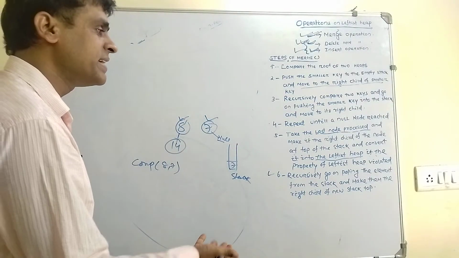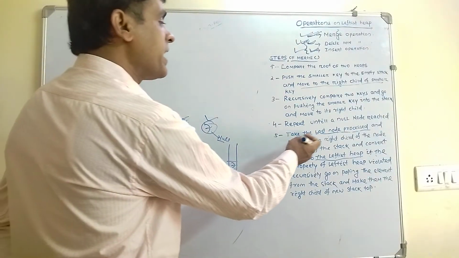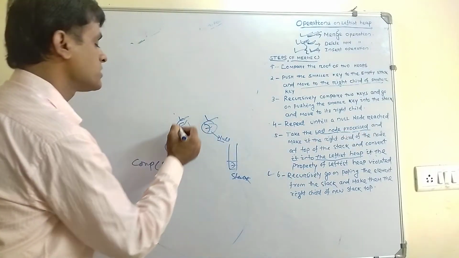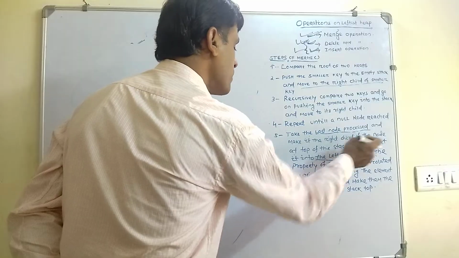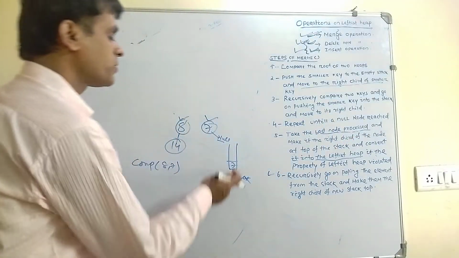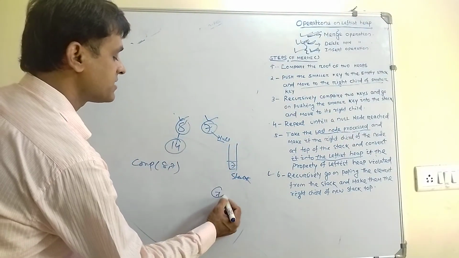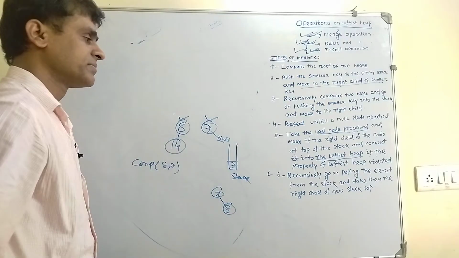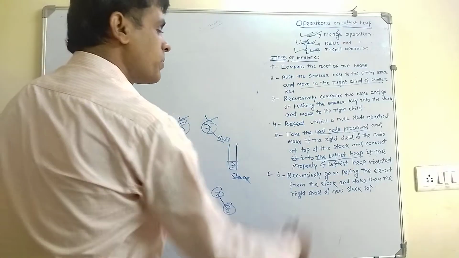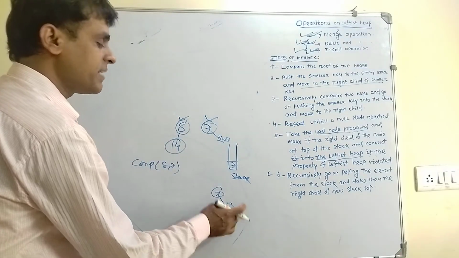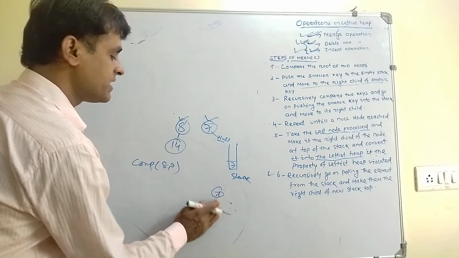When we reach the null value, what will we do? Take the last node processed. Last node processed is 8. Take the last node processed and make it the right child of the node at the top of the stack. Top of the stack is 7. So 7 has the right child, that is 8. And check whether the heap property is violated. Yes, the heap property is violated because the right child is heavier. So put it in the left.